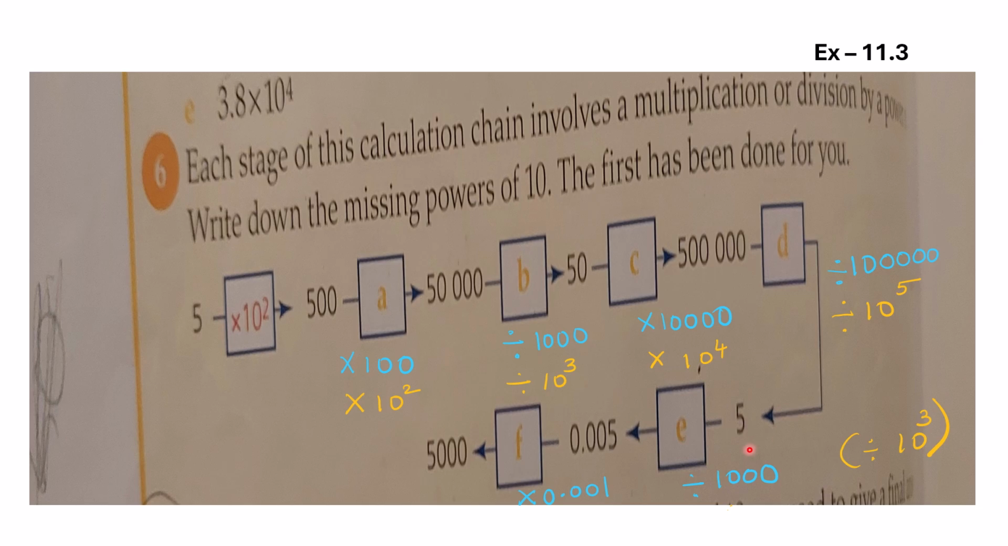Now from 5 we have to do something, but the answer should be 0.005. So 5 divided by 1000, which gives 0.005. So 1000 is nothing but 10 power 3. Now 0.005, if we multiply by 0.001, which gives 5000.